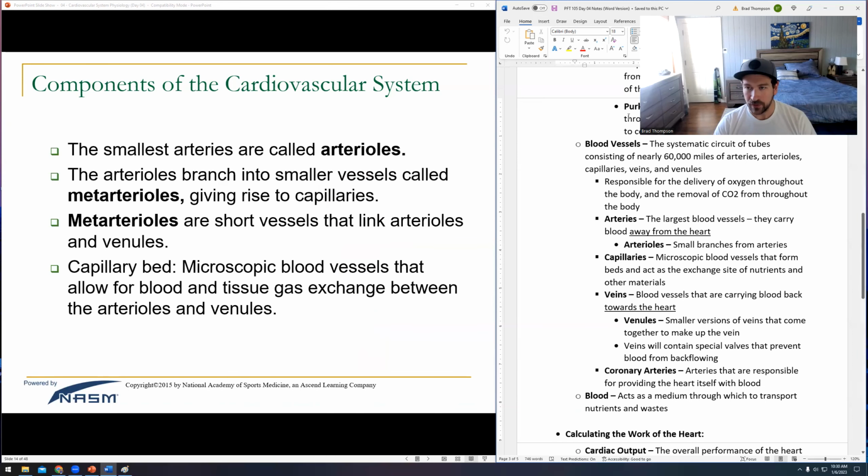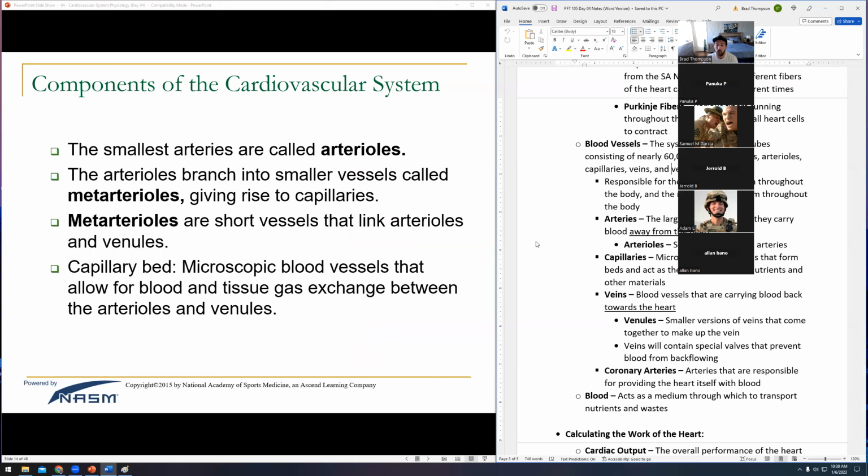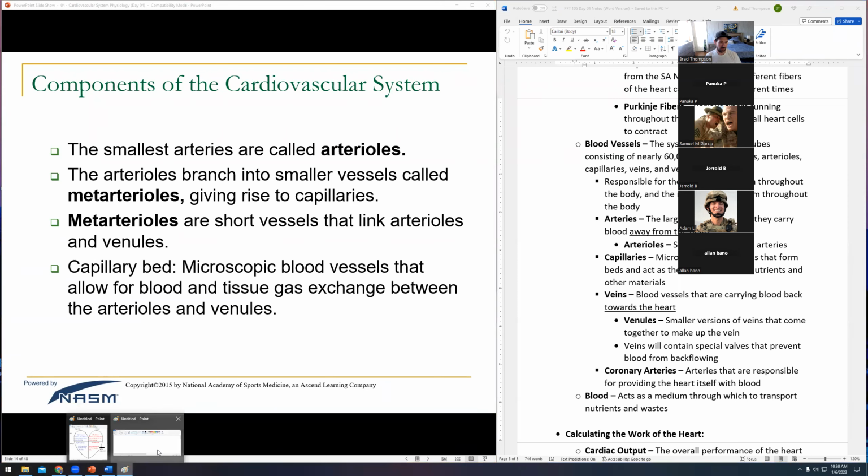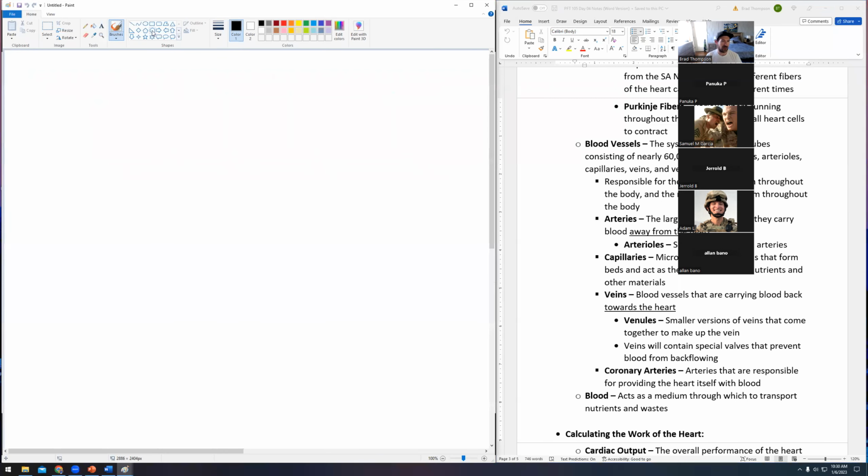So arteries are going away from the heart, right? So we're gonna go here, and we're gonna have a little heart, and we're gonna have arteries. They are going away from the heart. So we're gonna have an oxygenated heart here. We're gonna fill that with oxygen, and then the arteries are going away from it.